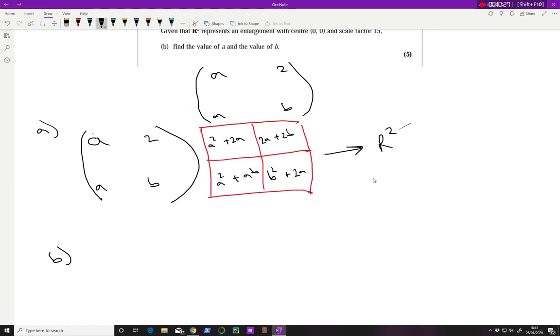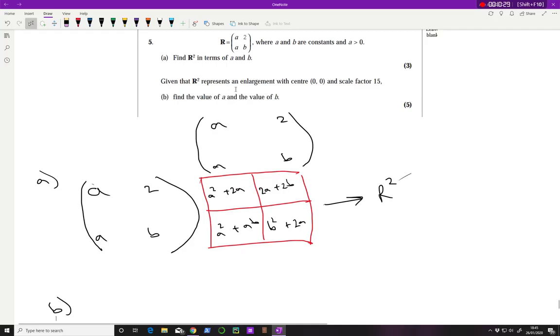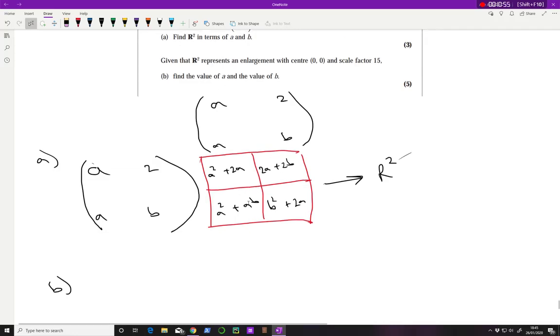Part B tells us that R squared represents an enlargement with center 0, 0 and scale factor 15. Okay, so it's very important to be aware of when the question says this, because that's basically telling us that no matter what we do to the origin, it will never move. It will always remain 0, 0. So it is true that this transformation matrix is just a simple enlargement.